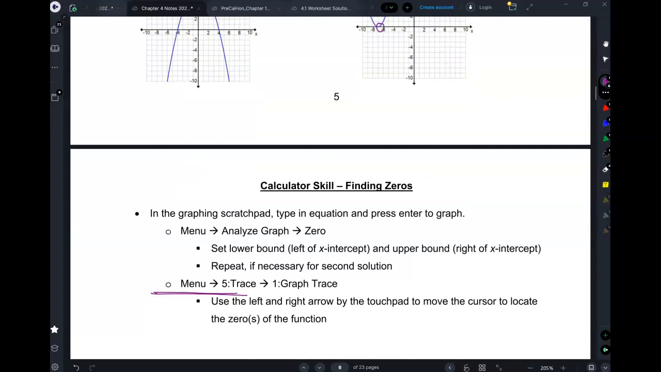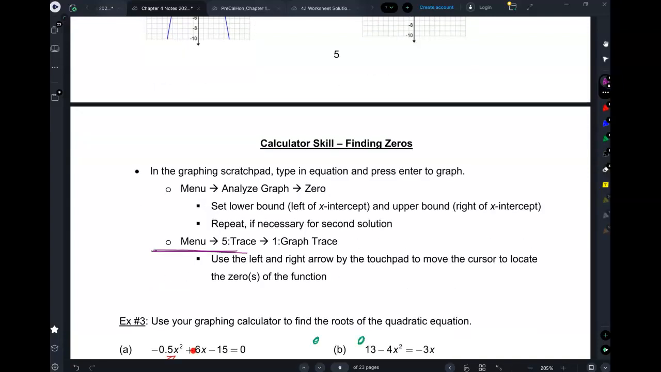Now, go ahead and take out your calculators. Why is it doing that? All right.